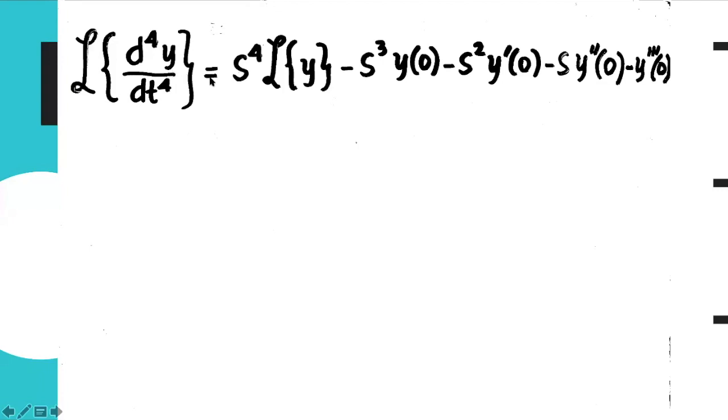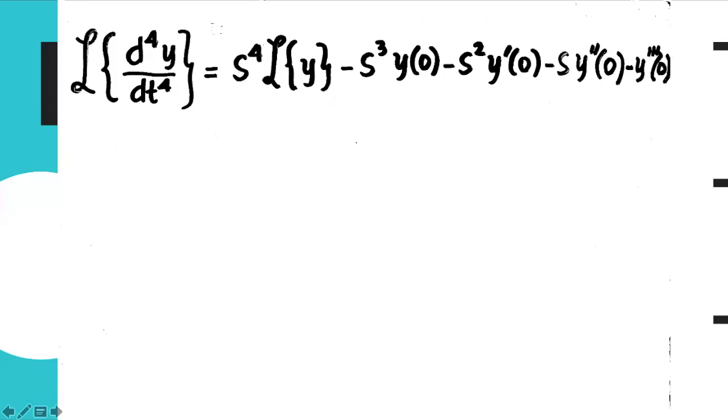Pwede niyo isulat sa papel habang hindi ko pa fina-flash yung sagot. And then, ilang terms nga ba ito? Mr. Ching? Since fourth derivative siya, kapag kinuha mo yung Laplace ng fourth derivative, you will have 5 terms. Okay, as the Laplace of that derivative. And that is, ito na, di ba? So, s raised to 4 times Laplace of y minus s cube. Laging minus yan, ha? Yung unang term lang yung positive. So, minus s cube times y of 0 minus s squared times y prime of 0 minus s times y double prime of 0 and minus y triple prime of 0. Yun na yung last term natin.